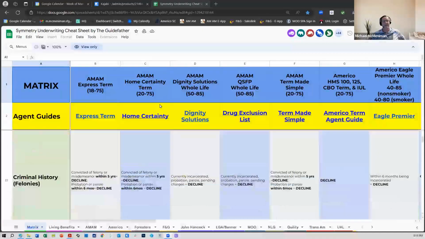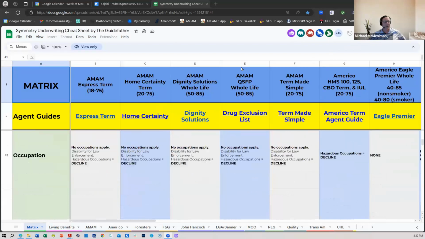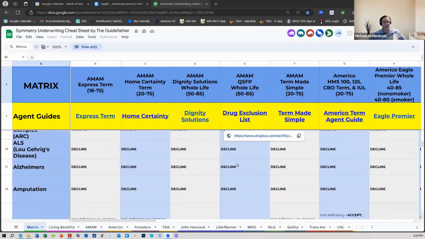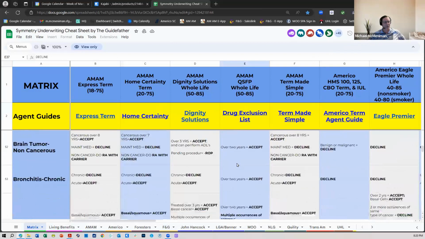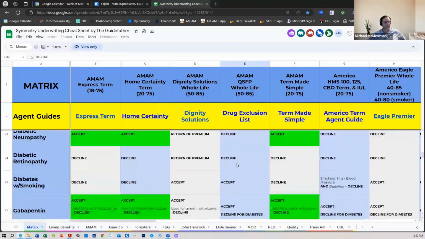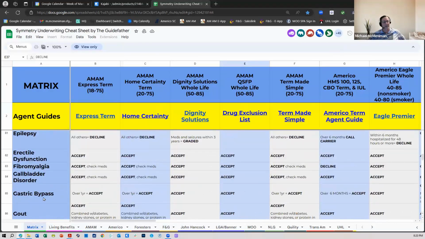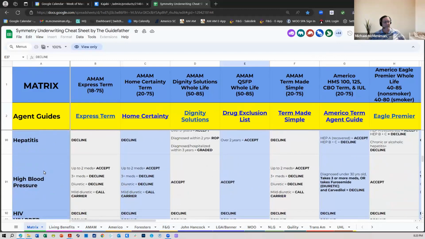Yeah. This is the Symmetry underwriting cheat sheet, which is also in the course. The link for it is in there, but I want to show you specifically what we were looking at with somebody the other day. And basically what this does is has a list of medical conditions on the left-hand column and all of our carriers along the top. Okay, so if we go down here to high blood pressure, so you're just scrolling down, it's row 91.